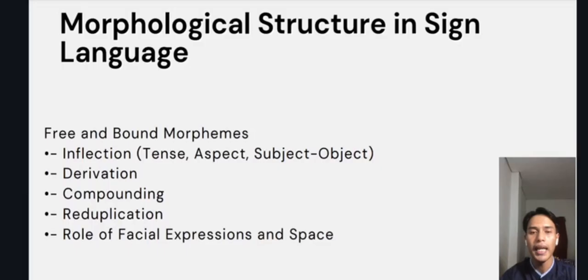Subject-object inflection. In ASL, verbs like give can be directed toward a subject or object to indicate who is giving to whom. In Bisindo, signs like point can be directed at different individuals to indicate specific references. Derivation in sign language. Derivation in sign language involves forming new words from a base sign by adding morphological elements. For example, in ASL, teach is modified in movement to become teacher, and learn is modified to become student. In Bisindo, write is modified to become writer, and speak is modified to become speaker.